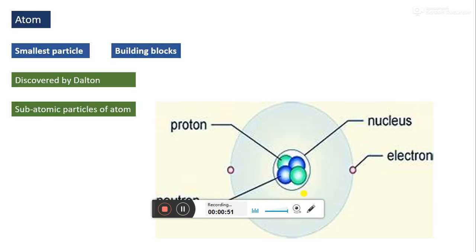What is matter made up of? Matter is basically made up of very small, very tiny particles, which are known as atoms, right? What do you mean by atom? An atom is nothing but the smallest particle.